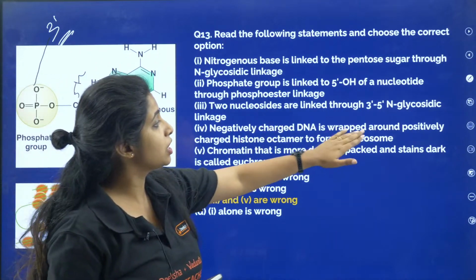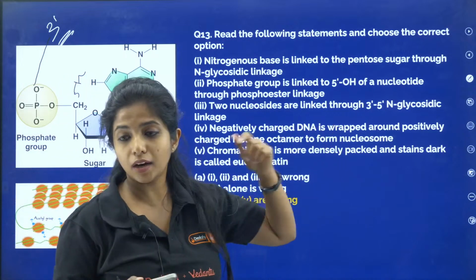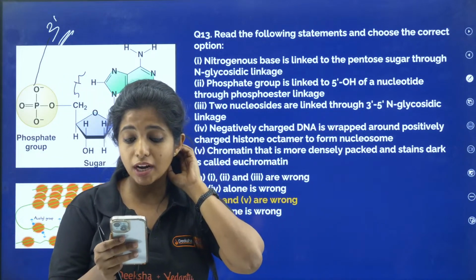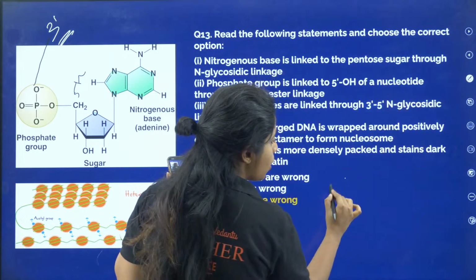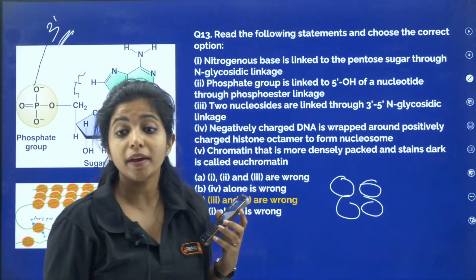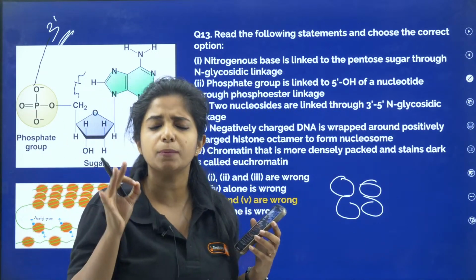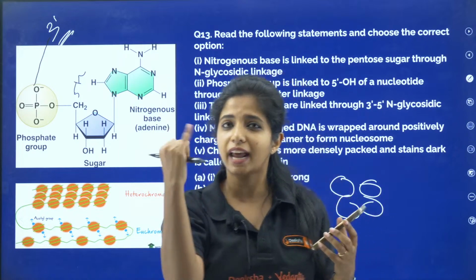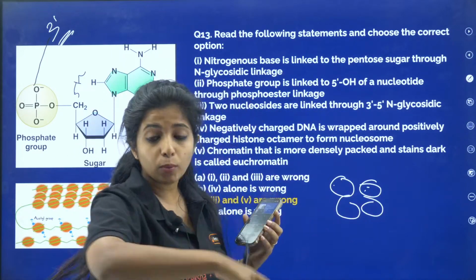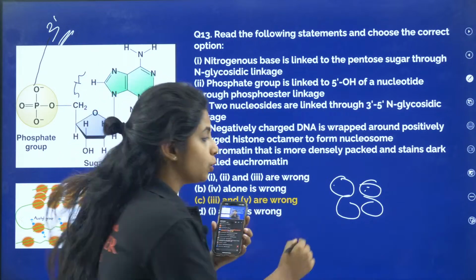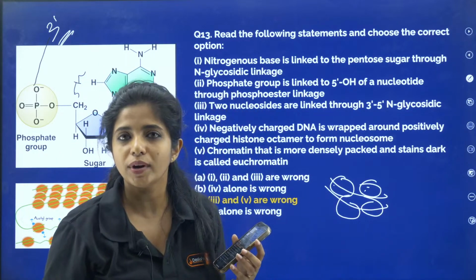Now, negatively charged DNA is wrapped around positively charged histone octamer. Do you think DNA is negatively charged? Yes, DNA is negatively charged, always remember that, and it is wrapped around histone octamer. Histone octamer is positively charged. Why is it positively charged? Because it has 2 amino acids, lysine and arginine. Okay, lysine and arginine, which is why it is positively charged, onto which the DNA would be wrapping around twice. And together, this forms a structure which is known as nucleosome.